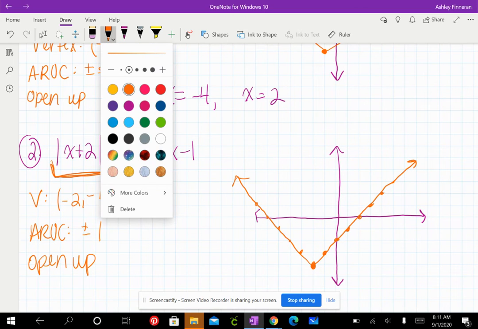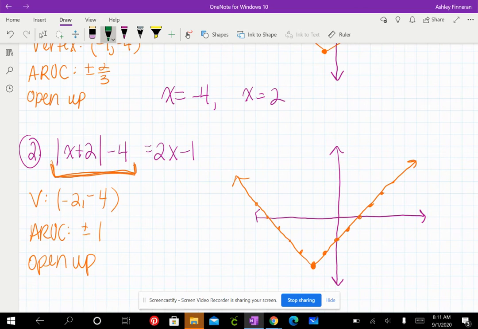So now I'm going to graph the line y equals 2x minus 1. So this is y equals mx plus b form. M is your slope, so 2. B is the y-intercept, which is -1. When I graph a line, I start at the y-intercept. So I'm going to start here.